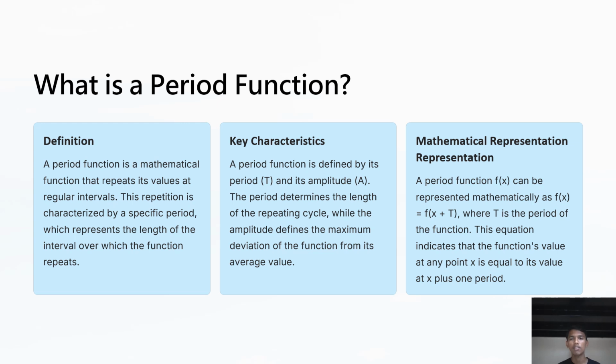A periodic function f(x) can be represented mathematically as f(x) = f(x + T), where T is the period of the function. This equation indicates the function's value at the point x is equal to its value at x plus one period.